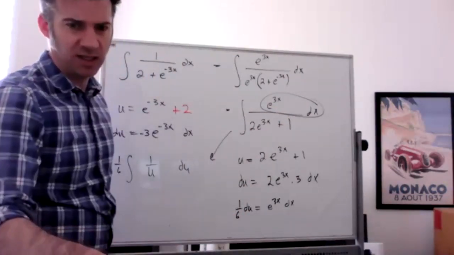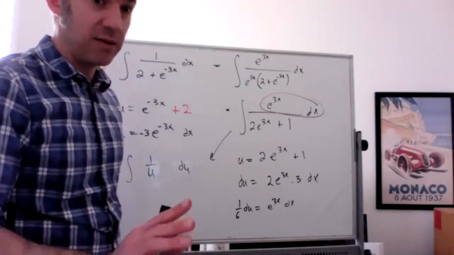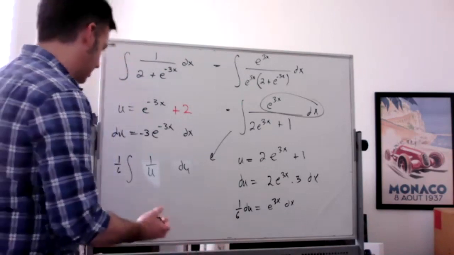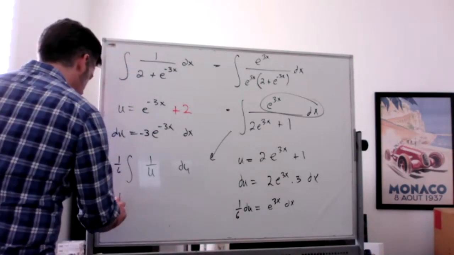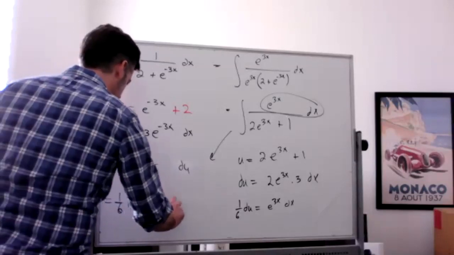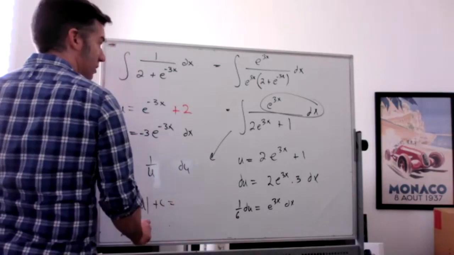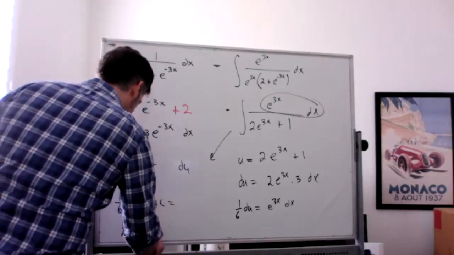And sorry, was someone saying something there? I thought I heard something, but maybe I'm just hearing things. So then we get 1/6 natural log of the absolute value of u plus c, which is 1/6 the natural log of 2e to the 3x.